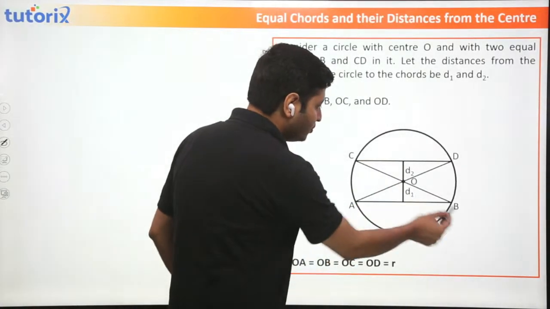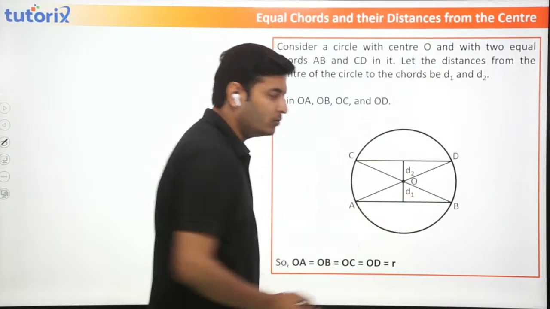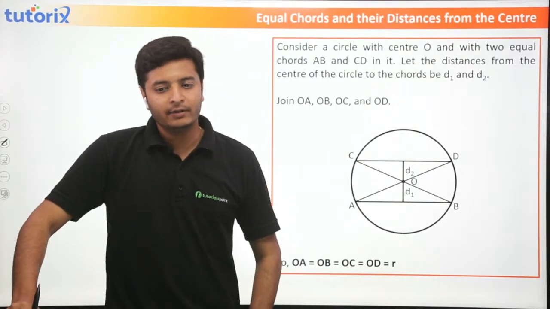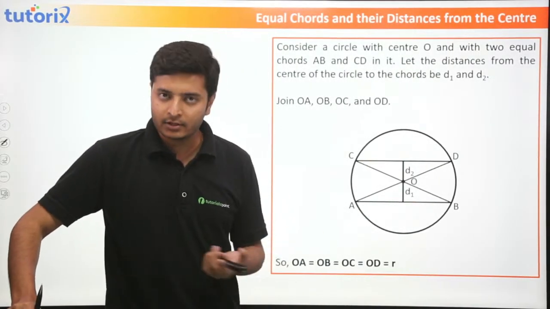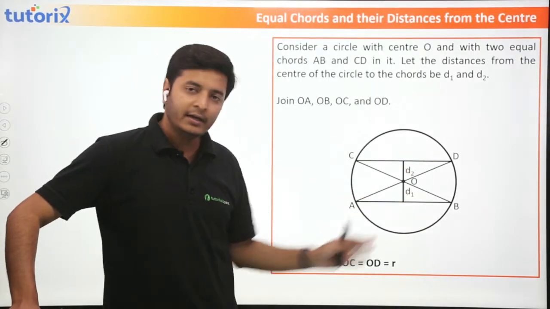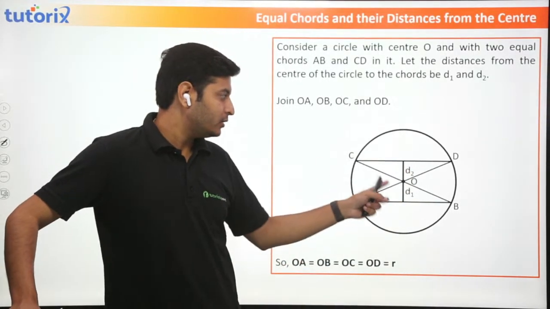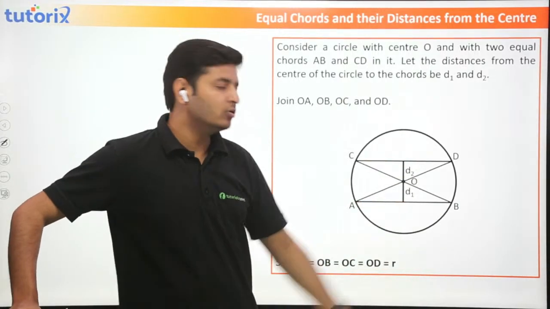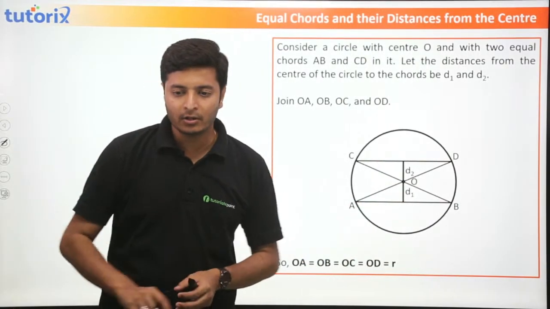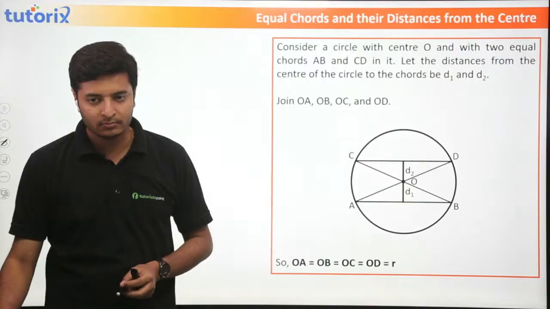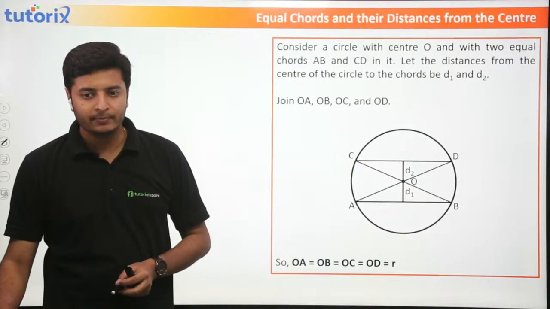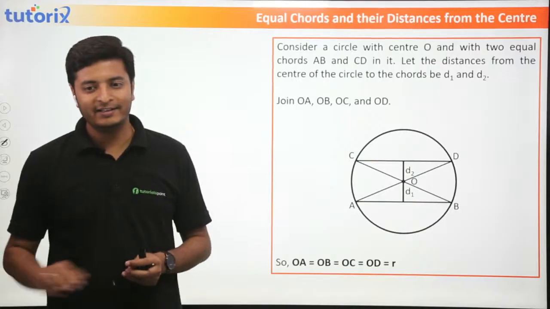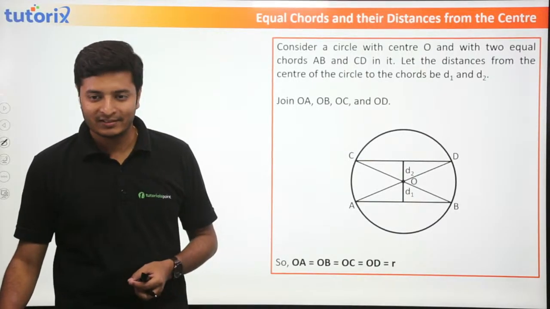Then we are doing one thing. I'm joining A with O, B with O, C with O, D with O. Why are we doing this? Because of course we are going to again rely on the properties of triangles. We need two triangles. So what better way than to join the radii? OC, OD, OA, OB, all four of them are what? Radius. This is the easiest proof of any theorem.